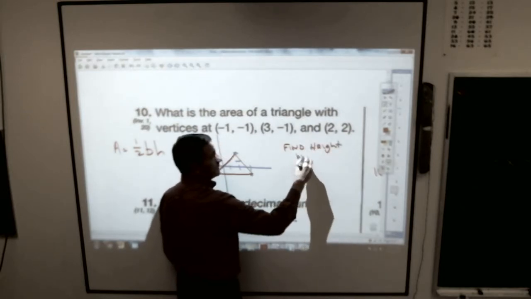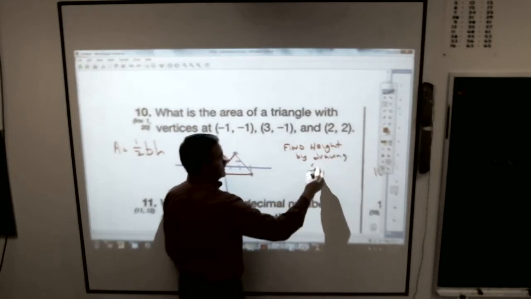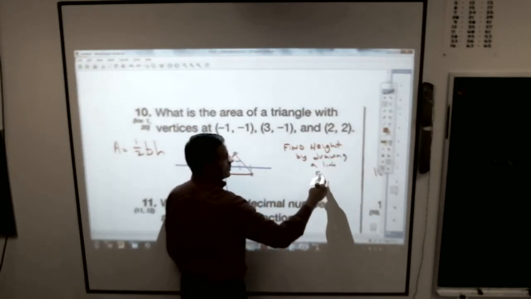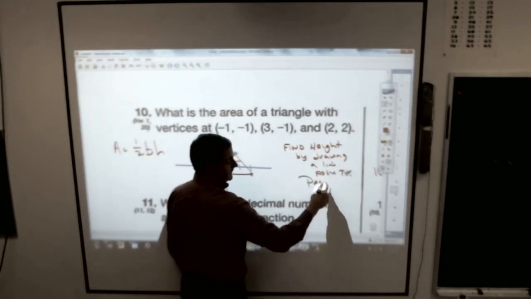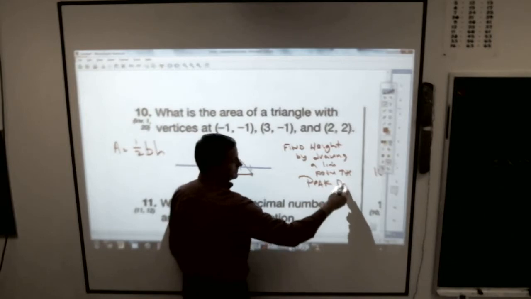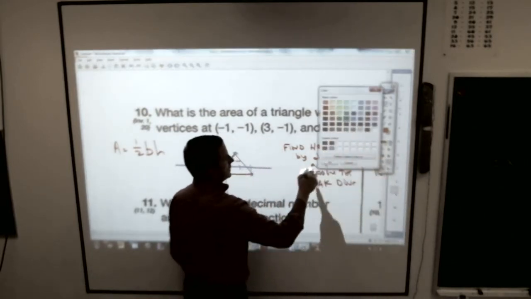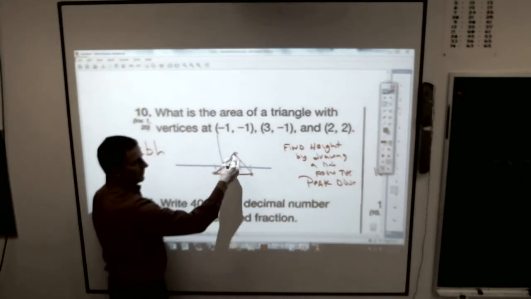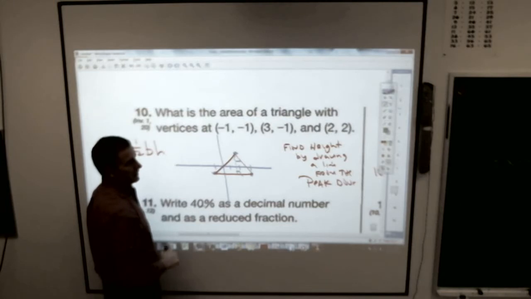by drawing a line from the peak straight down. That will give you the height, because if you do this, do it in a lovely shade of green. Right here is the top of that. This right here, I'll draw a dashed line. That forms a right angle with the bottom because it's straight down.